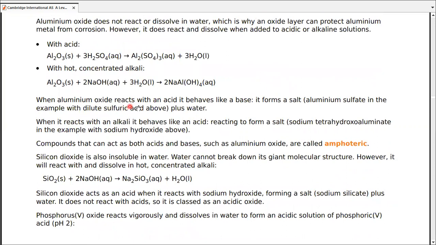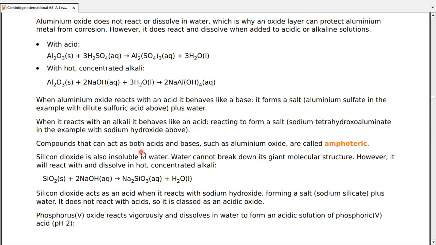When aluminum oxide reacts with an acid, it behaves like a base. It forms a salt, aluminum sulfate, for example in the case of sulfuric acid. If it was nitric acid, it would have been aluminum nitrate, or if it was hydrochloric acid, it would have been aluminum chloride. And they will all give out water in the same way. When it reacts with alkali, it behaves like an acid. It reacts to form a salt, which we call sodium tetrahydroxyaluminate, or simply sodium aluminate. In the example given above, we actually need hot concentrated alkali in a little more amount.